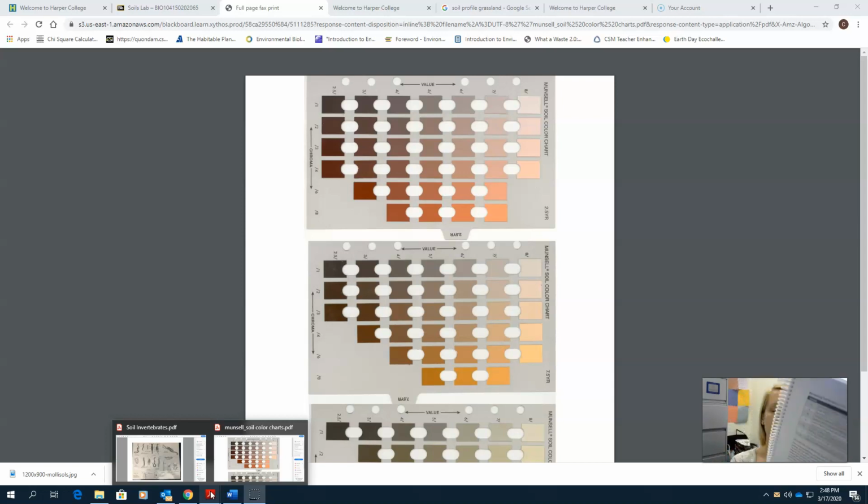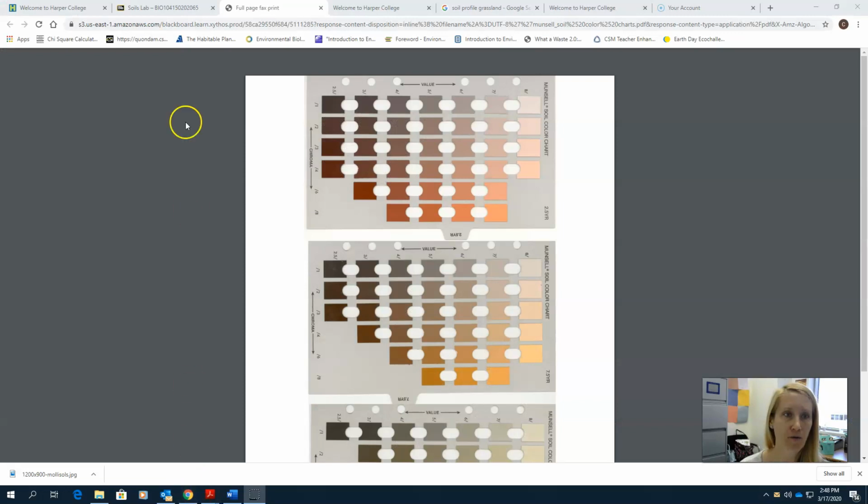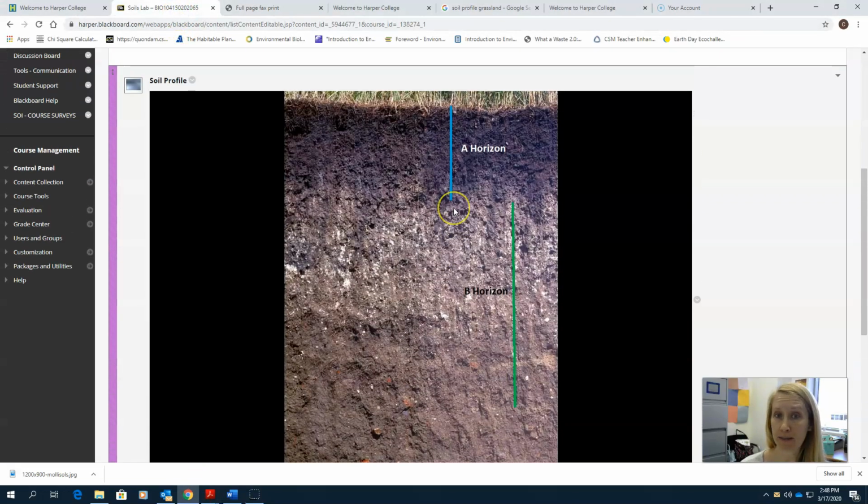Okay, and then on the following page, in table 7.3, which is here, you're going to use the color that you found from the B horizon, whatever number that was, and you're going to look in this table and figure out, based on that number, what type of minerals we have in those soils.